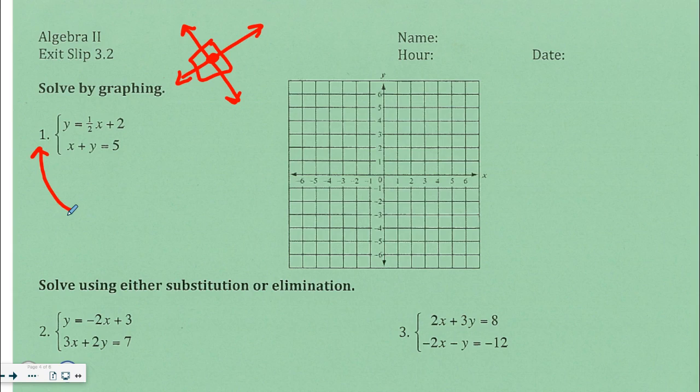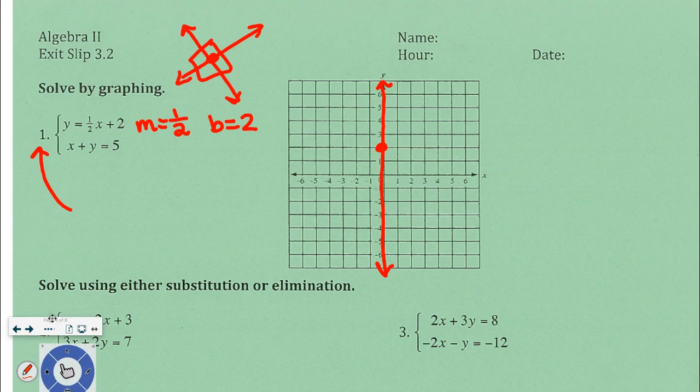To graph this one, I know that the slope is a half because this is in the form y equals mx plus b. And I know my y-intercept is 2. So this one's set up beautifully for me to go to my y-axis. So make sure you go to your y-axis. I'll go to 2 on it because my y-intercept is 2. And from there, I'll slope it out by going up 1 over 2.